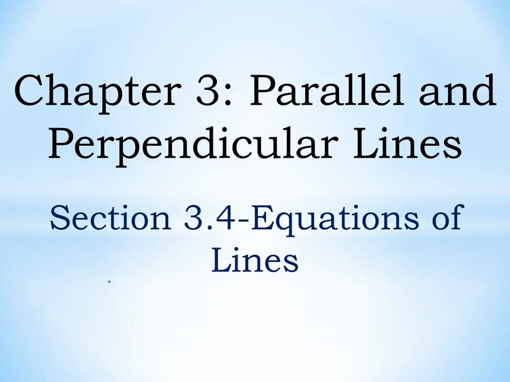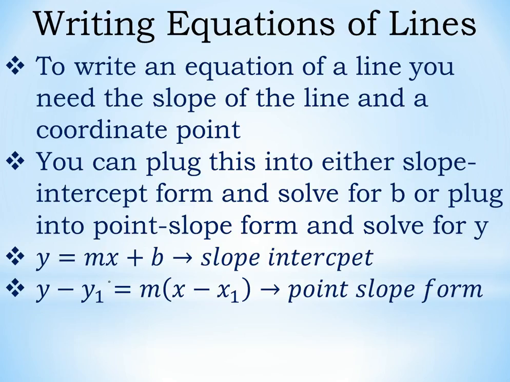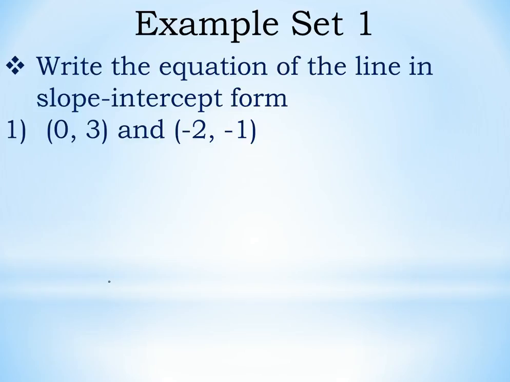Alright, so today we're going to talk about how to write equations of lines using our parallel and perpendicular line concepts. So first, to write an equation of a line, you need the slope of that line and the coordinate points. You can plug these into your slope-intercept form and solve for the b value, and then write your equation as y equals mx plus b, or you can plug it directly into point-slope form, which is what I will be doing, and solving for y from there. It's your choice.